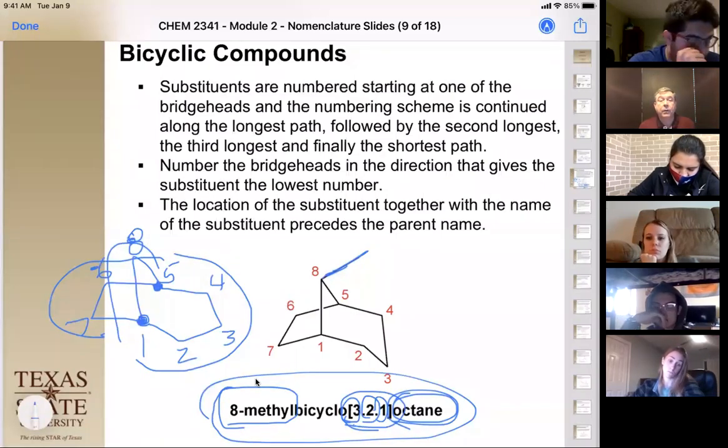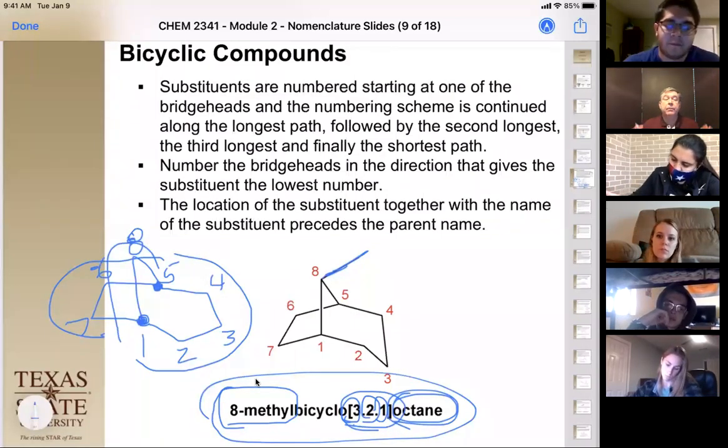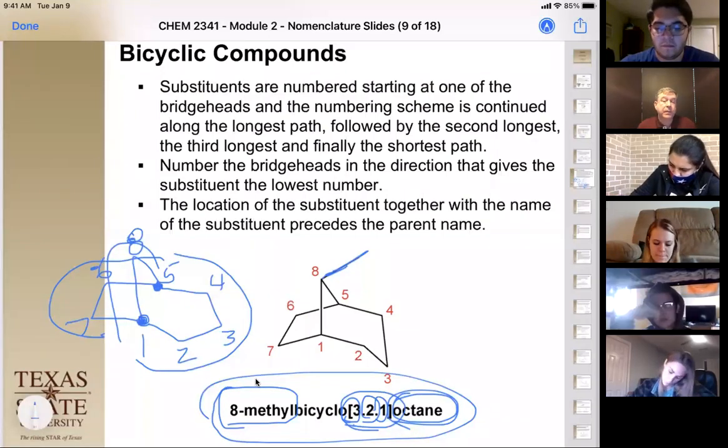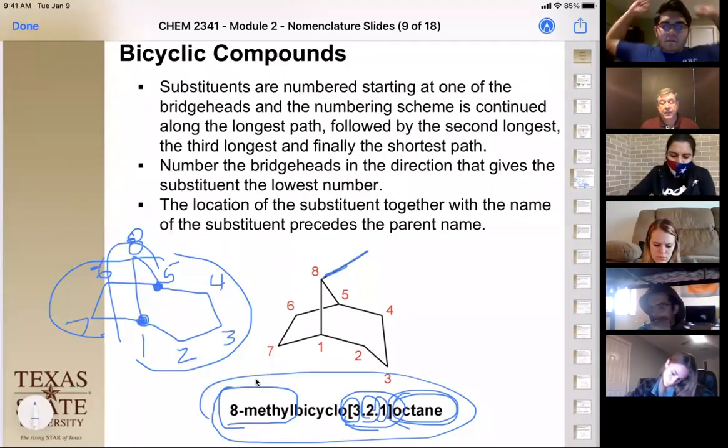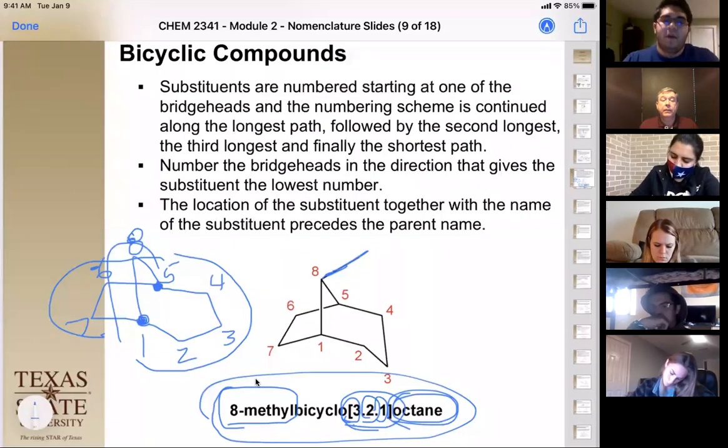Okay. So you have to name the bicyclic compound first in this, and then the substituent is where it is. This is one of the weird situations where you don't try to put your substituent on the lowest number. The name of the bicyclic compound determines how it will be numbered. Questions on that? So bicyclos are a little weird.